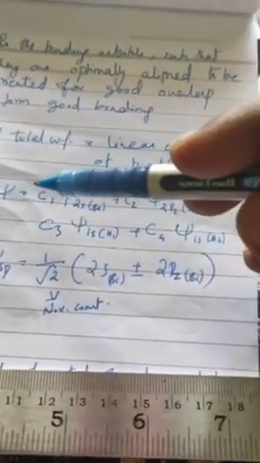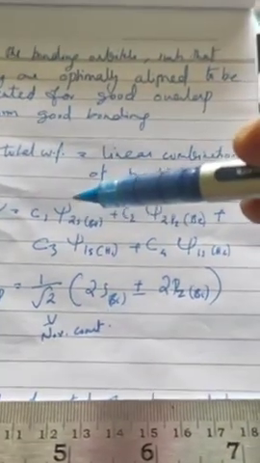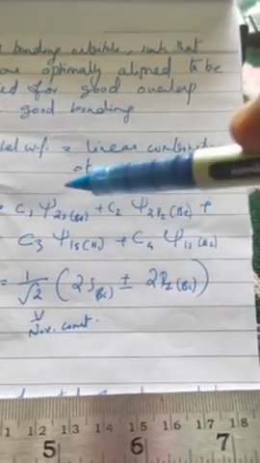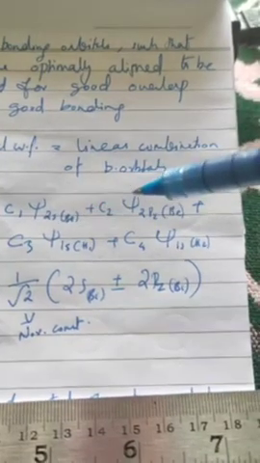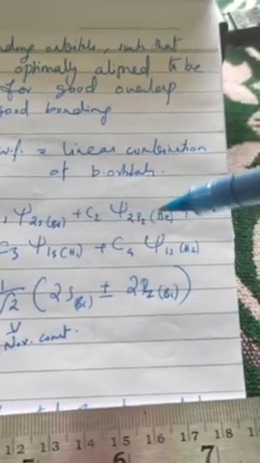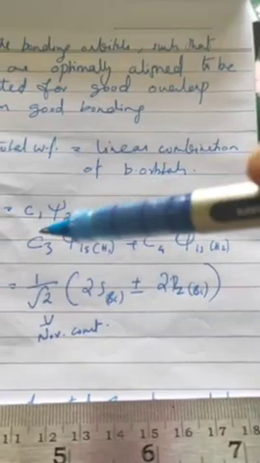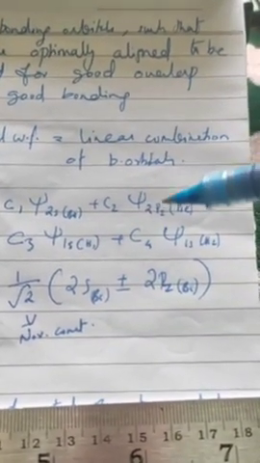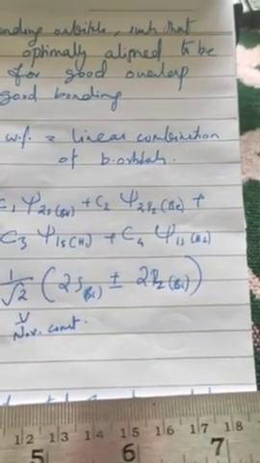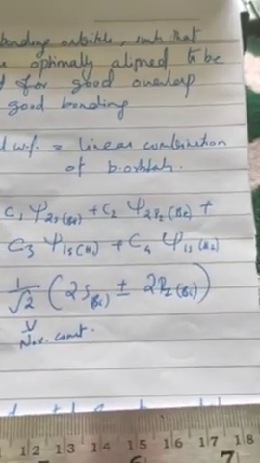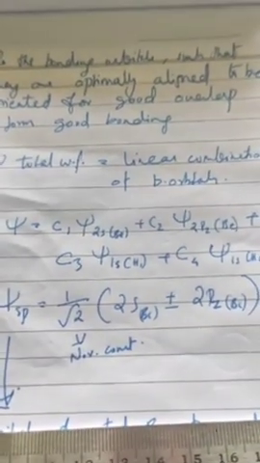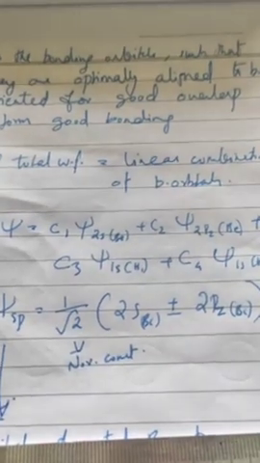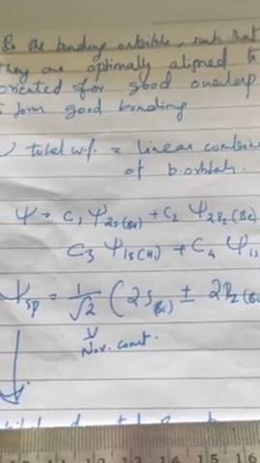Now we can write it like this. The total wave function psi is equal to C1, this is actually the linear combination, C1 psi 2s of beryllium plus C2 psi 2pz of beryllium plus C3 psi 1s of hydrogen 1, the first hydrogen atom on the left side, and the fourth one, C4 psi 1s of hydrogen 2, the hydrogen atom of the second case. That is the hydrogen on the right side, and we can see that it is a linear molecule.